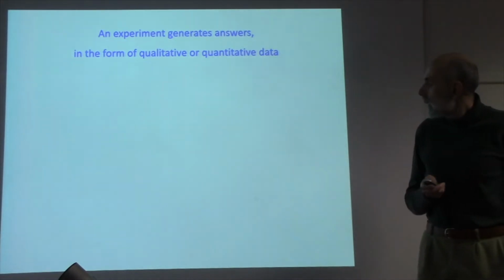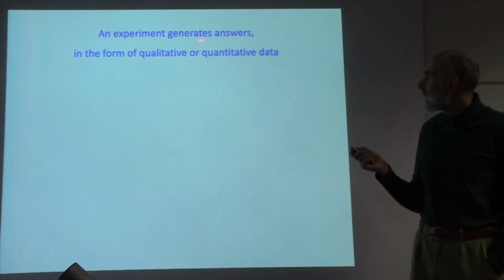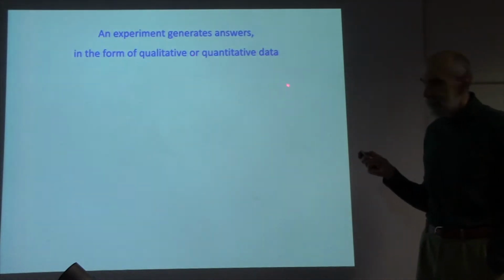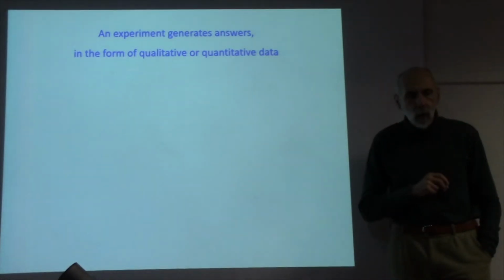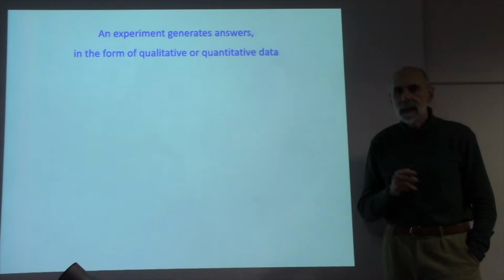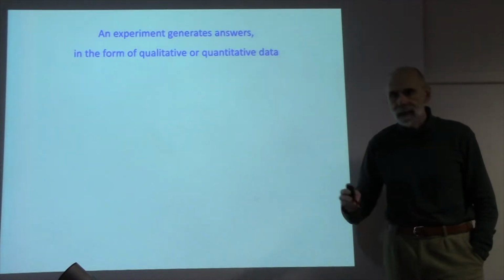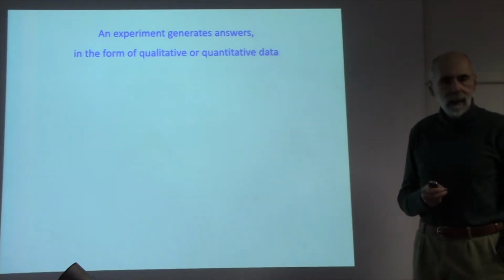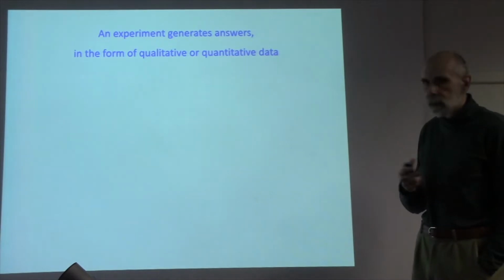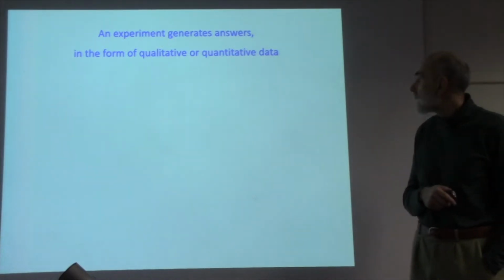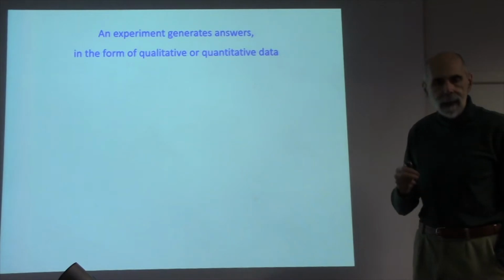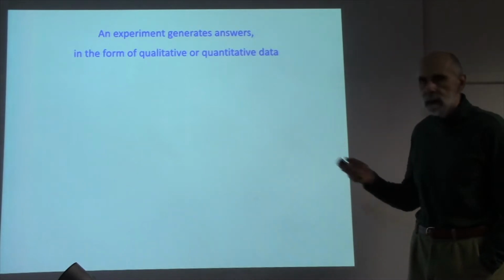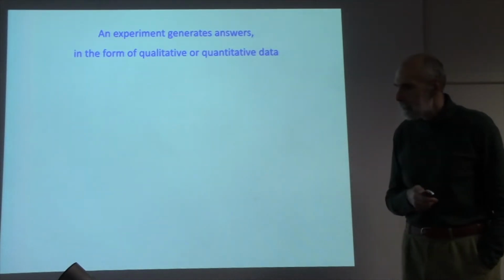So, to start, we can say that an experiment generates answers in the form of qualitative or quantitative data. Qualitative data occurs in the form of yes or no, black, red, white or green, etc. Quantitative data are always expressed in numbers, often with measurement units, but anyway, they express quantities. Whenever possible, we prefer to have quantitative data. It is not always possible.